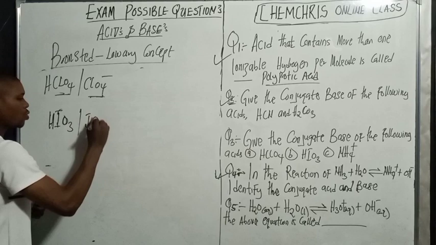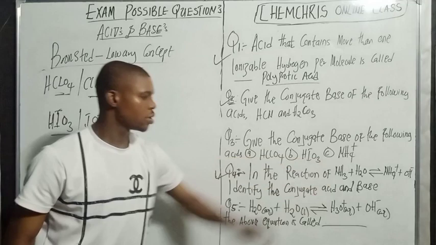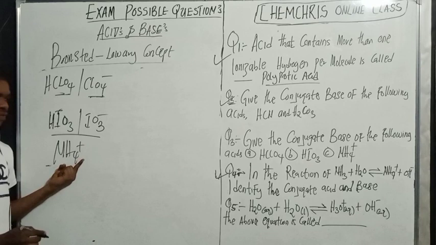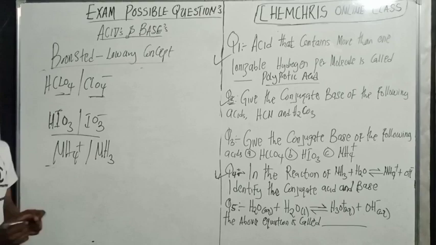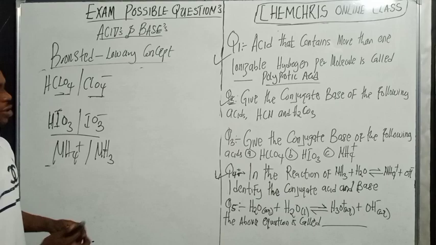Then for this other one, you have NH4 plus. This one already has a positive charge, so when you lose one hydrogen, what do you have? Here we have NH3. Do you understand? NH3. So they are the conjugate bases. We are done with this one.